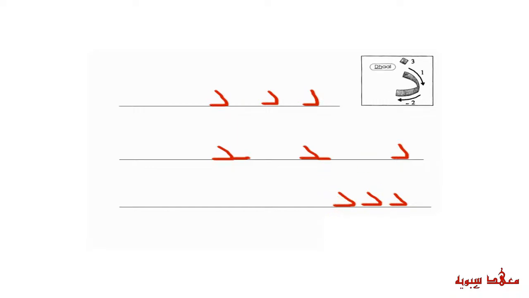Now with the dhaal, it's exactly the same as the daal with a dot on top. So each of them will have a dot. And we obviously write the dot after we write this part here. So dots will always be put after. Okay, next letter. So the ra.